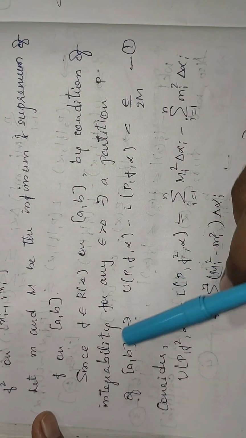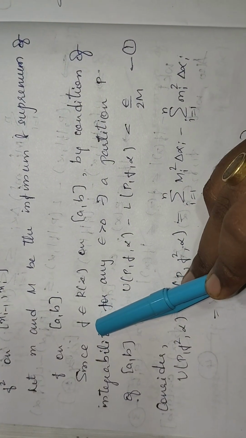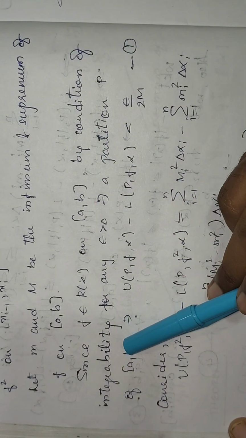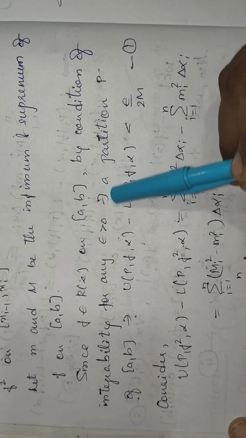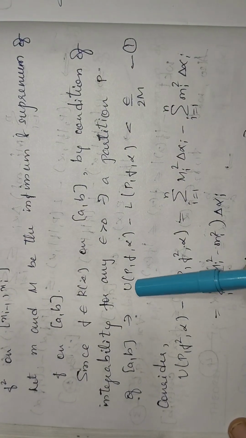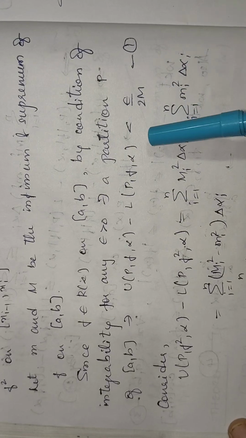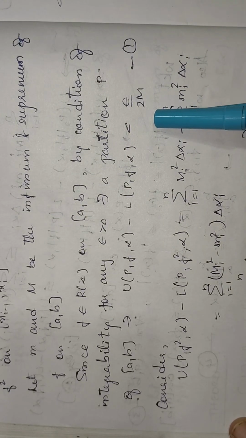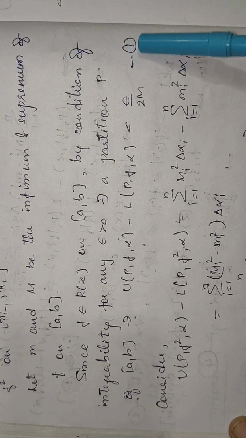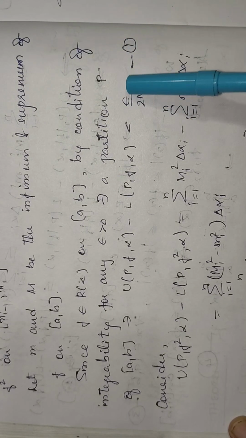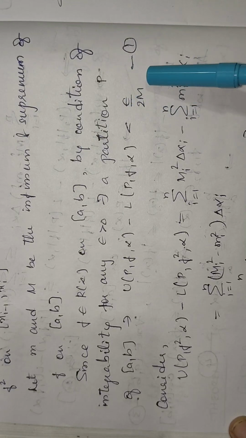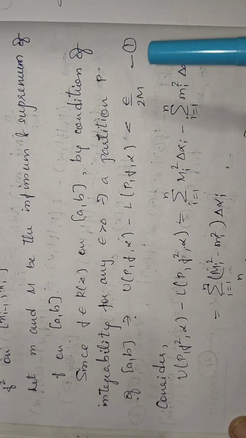Since f belongs to R of alpha on the closed interval [a, b], by the condition of integrability, for any epsilon positive there exists a partition P such that U(P, f, alpha) minus L(P, f, alpha) is less than epsilon by 2M. Name this as equation 1. Instead of epsilon, we have taken epsilon by 2M, and you will come to know why in upcoming steps.